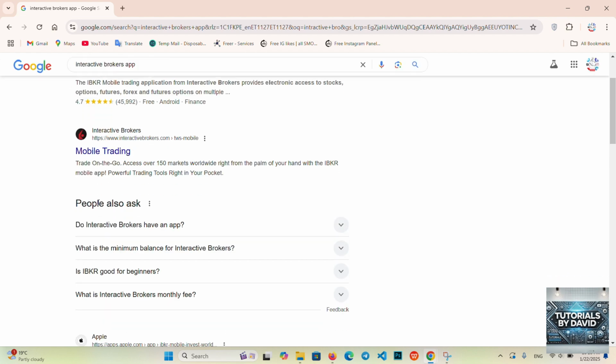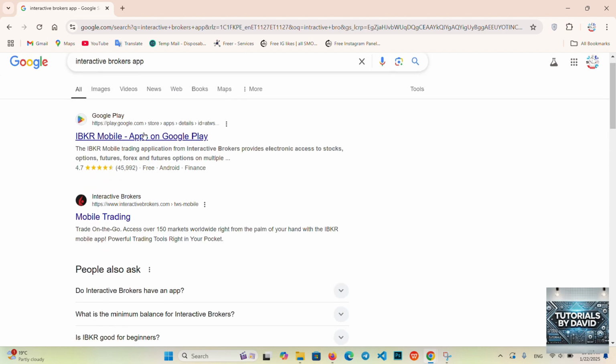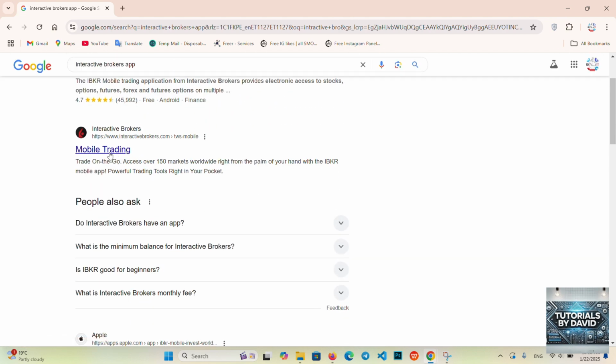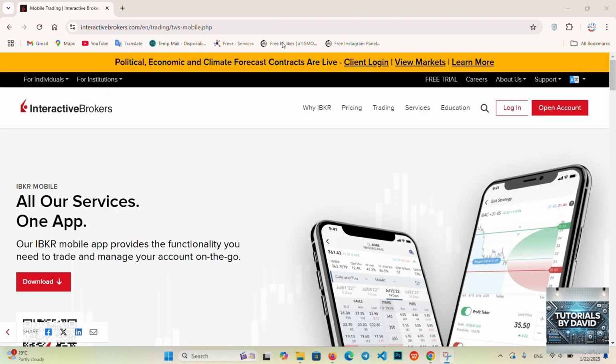Let's get started. Create and fund your account. Sign up for an Interactive Brokers account through their website or app. Complete the necessary identity verification and link your bank account to fund your trading account.